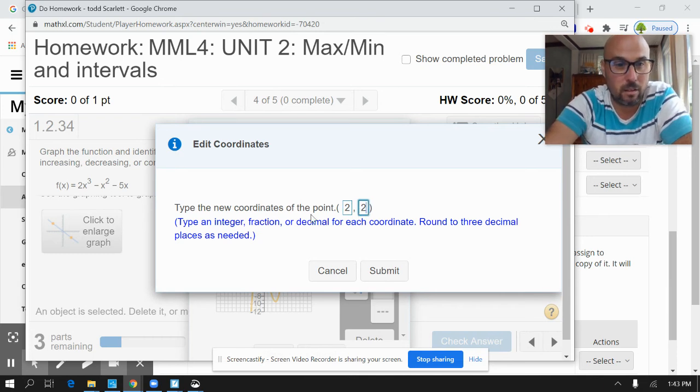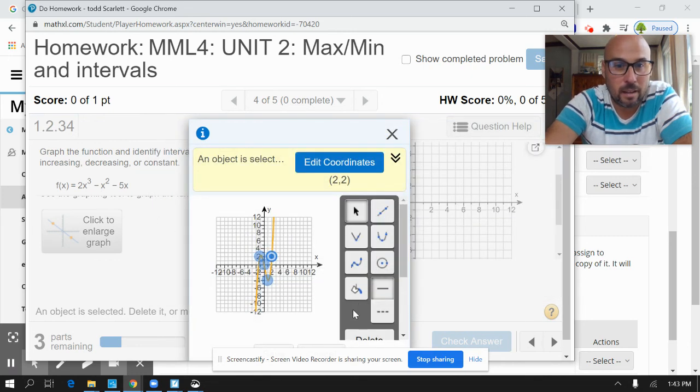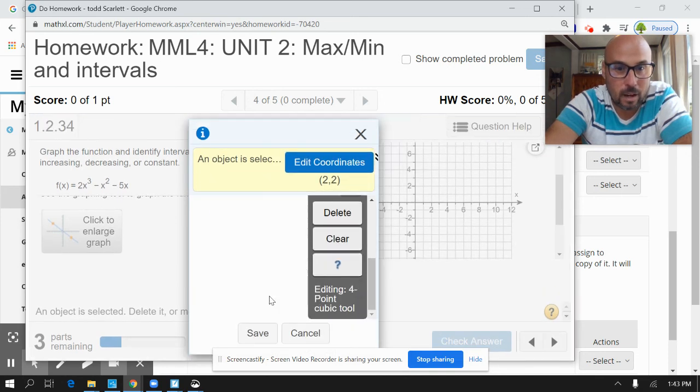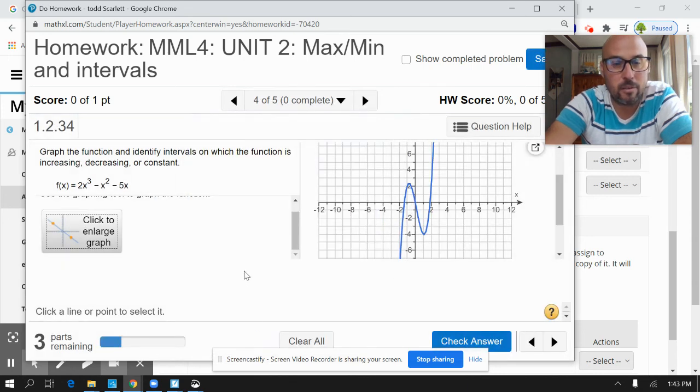Let me just double check if I did that right. This is 16 minus 4, which is 12, minus 10 is 2. And there it is. I put the coordinates in for 4 points. And now I can press save and move on with my problem. So there is the graph of this. It does take a little practice, but sure, you're going to be great at it.